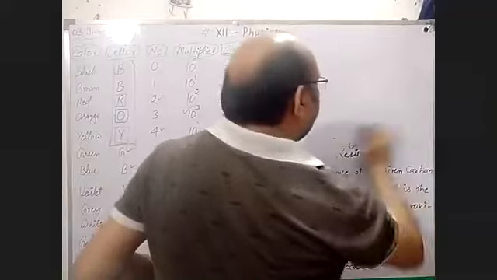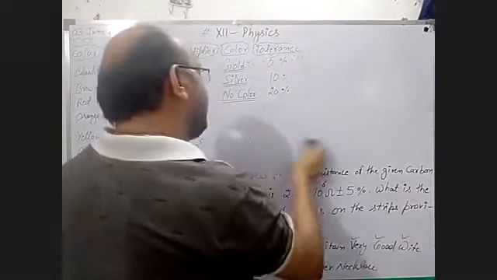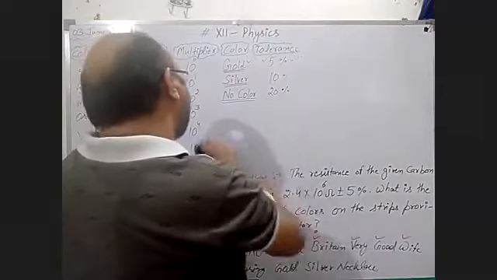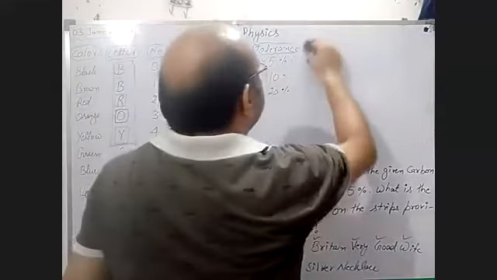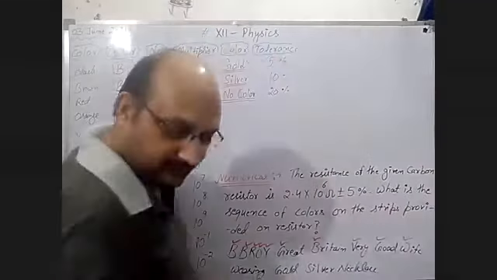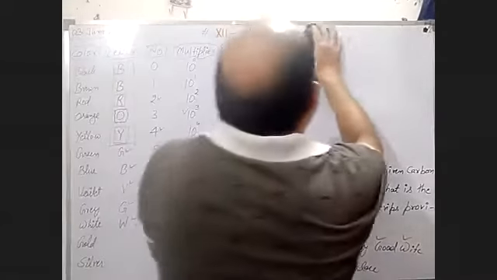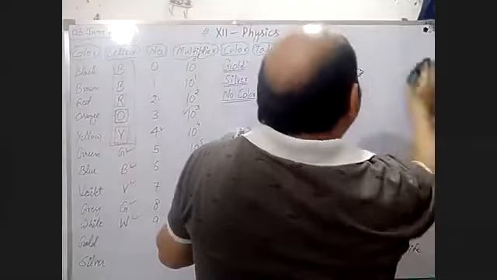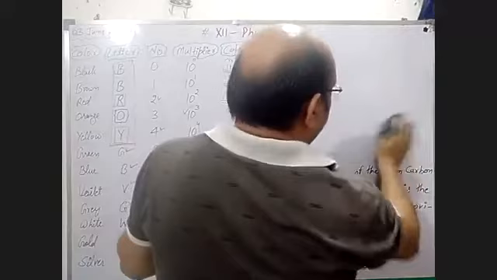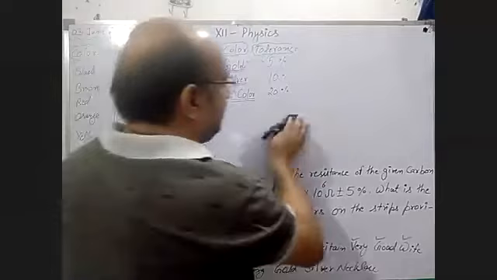In the second numerical, you can see the resistance value is given, and you have to make a sequence of colors. How can you do this? There is a reverse process. By the value, you have to give the names of the colors in proper order or sequence.